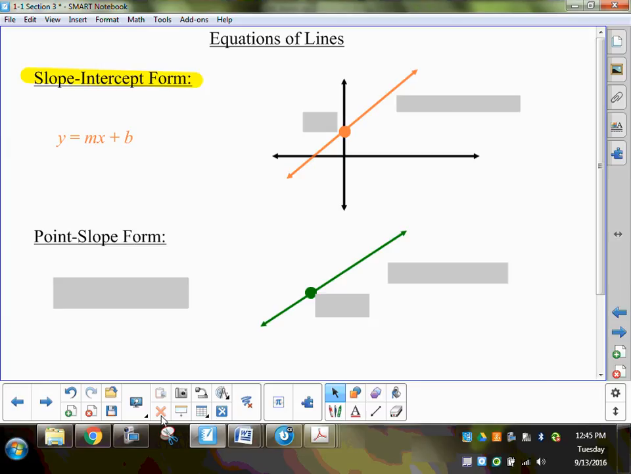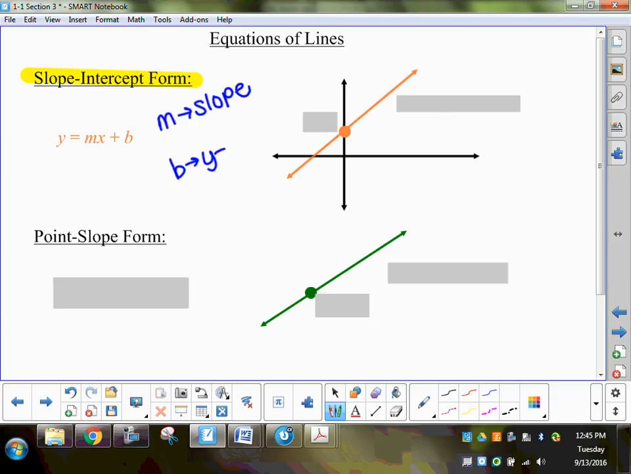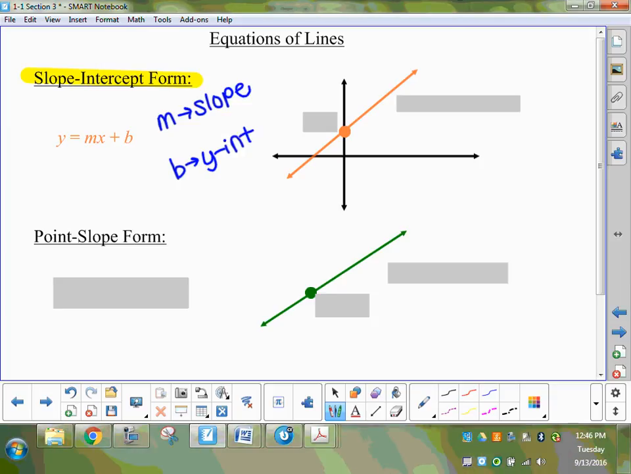Here's the equation of the line. Looking at this, the m represents your slope. The b value represents your y-intercept as a number value. It could be given as a coordinate as well, and it would be (0, b).